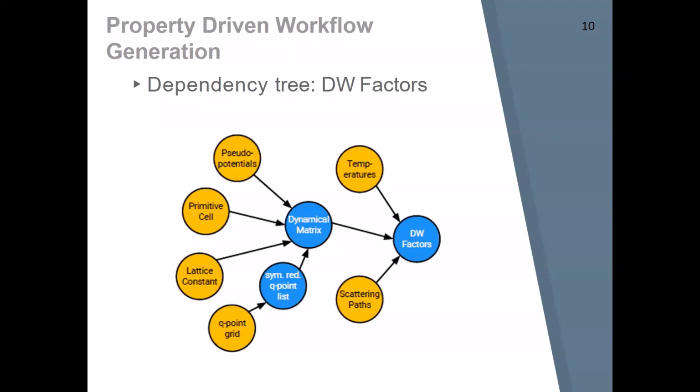And each of the nodes of the dependency tree could come from user input or a previous calculation. So for example, here you have Debye-Waller factors. It populates this dependency tree. Some of these things were input by the user, the yellow ones. The blue ones are things that it did not find in the input. And so it's going to figure out what external codes can calculate that, and then it will start creating the workflow that way.